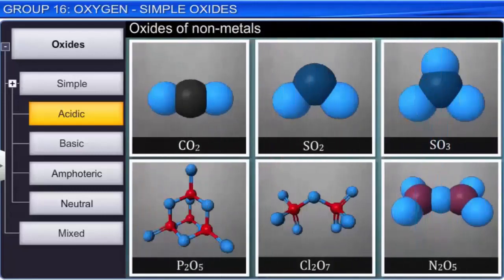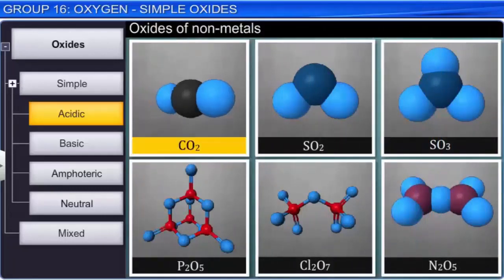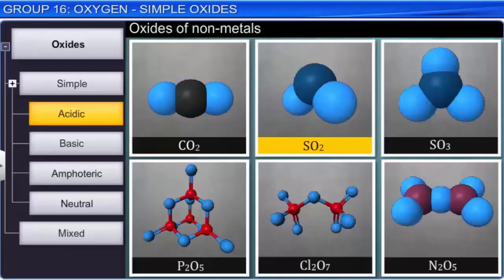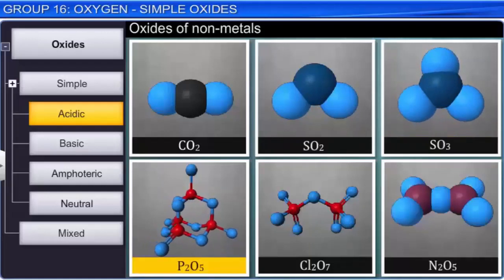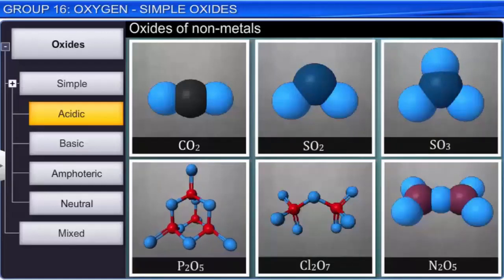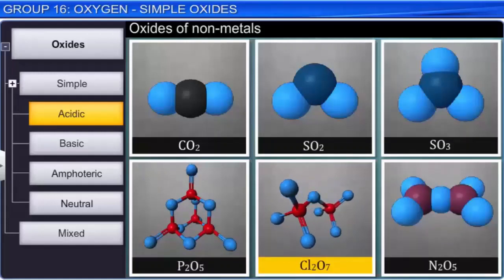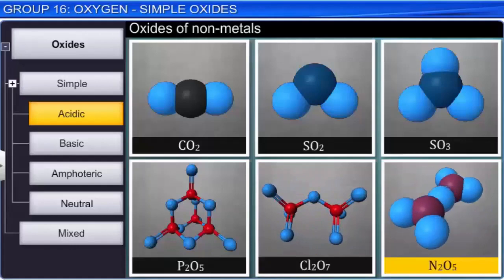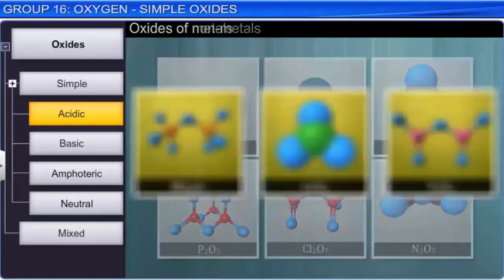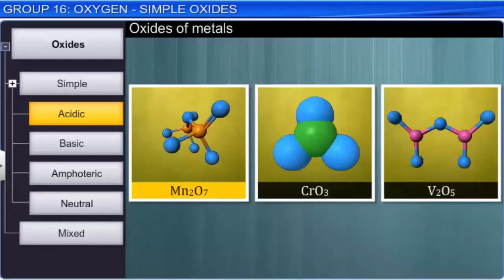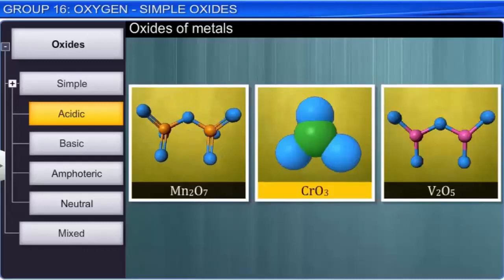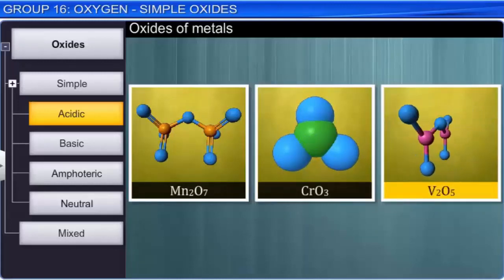Generally, oxides of non-metals, such as carbon dioxide, sulfur dioxide, sulfur trioxide, phosphorus pentoxide, dichlorine heptoxide, and dinitrogen pentoxide, or metallic oxides of high oxidation states, such as manganese heptoxide, chromium trioxide, and vanadium pentoxide, are acidic in nature.